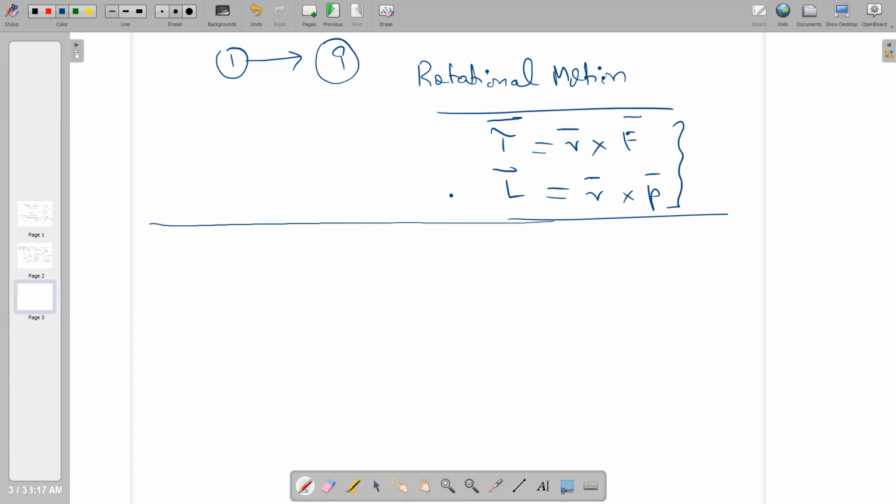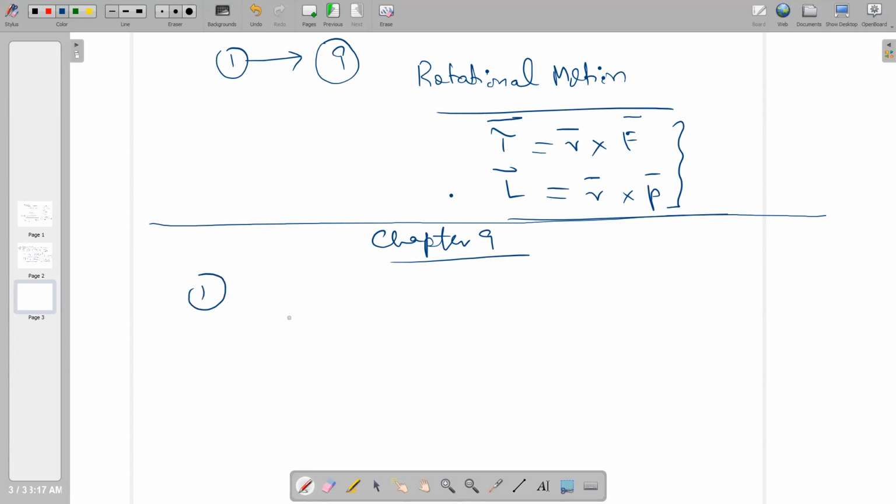After this, I'm starting the problems of this chapter number 9. First I will solve a few easy problems, and then we will go to the difficult side.